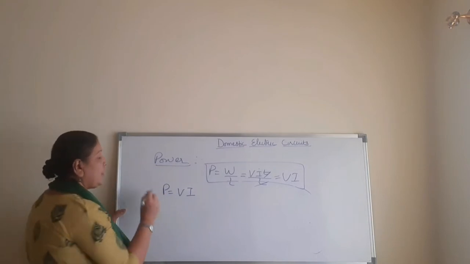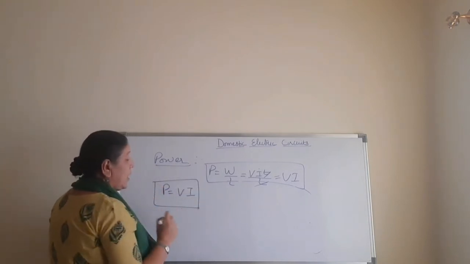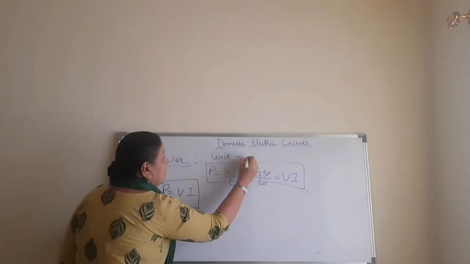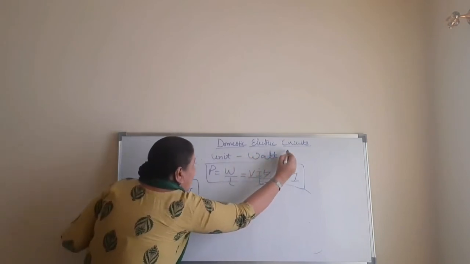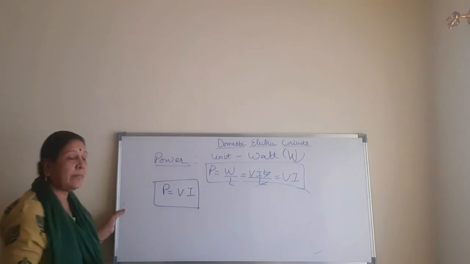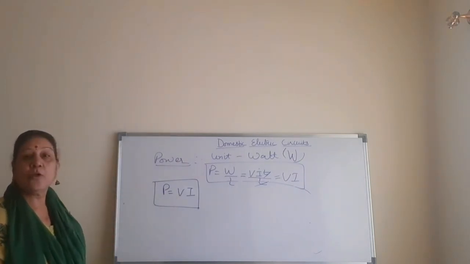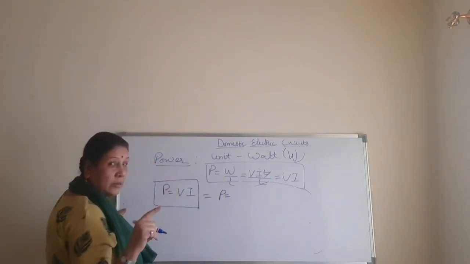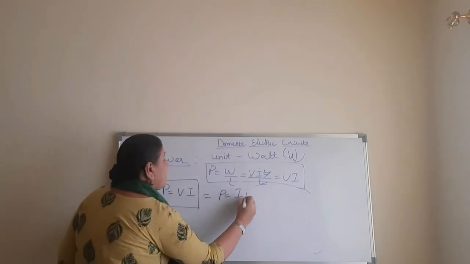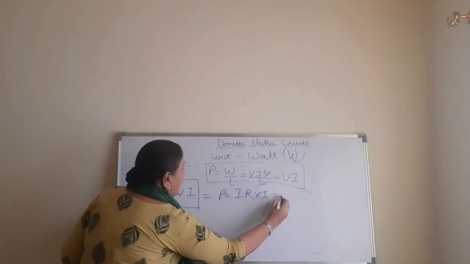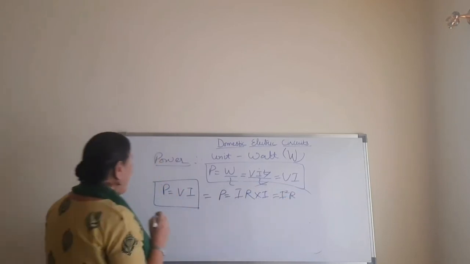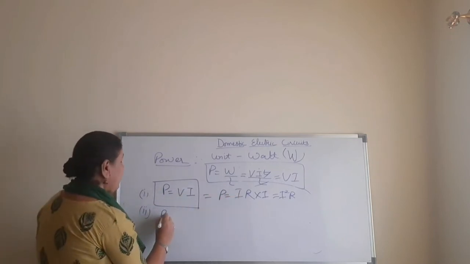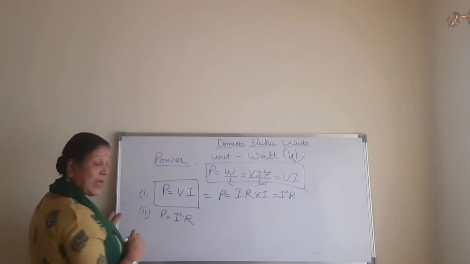So this is one formula for that. The unit of power is the watt, denoted by capital W. Now this P is equal to VI. If I write instead of V, from Ohm's law, V is equal to IR, I can write IR into I. So my P will be equal to I square R. So I have one formula for P, VI. I can also write a second formula, P is equal to I square R.